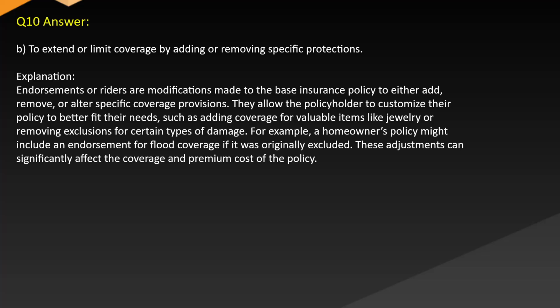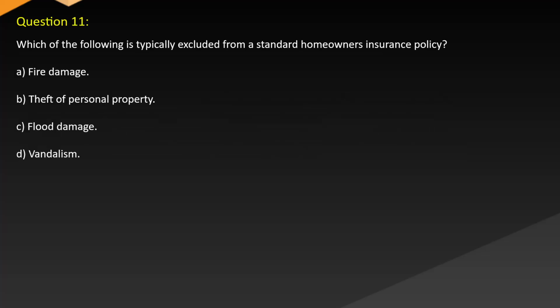For example, a homeowner's policy might include an endorsement for flood coverage if it was originally excluded. These adjustments can significantly affect the coverage and premium cost of the policy. Question 11. Which of the following is typically excluded from a standard homeowner's insurance policy? A. Fire damage. B. Theft of personal property. C. Flood damage. D. Vandalism.